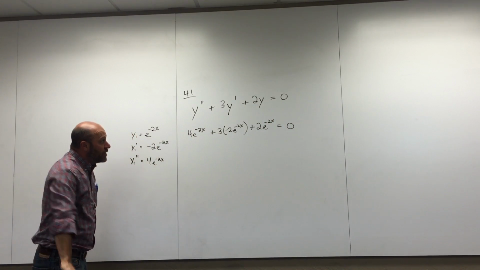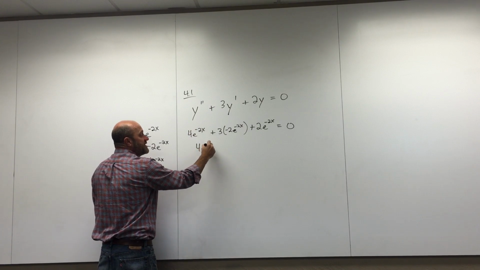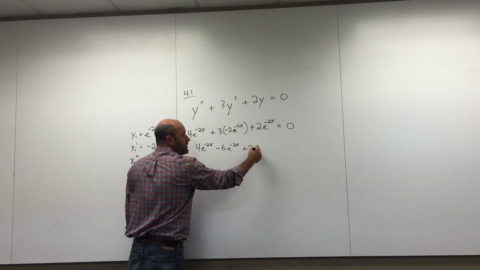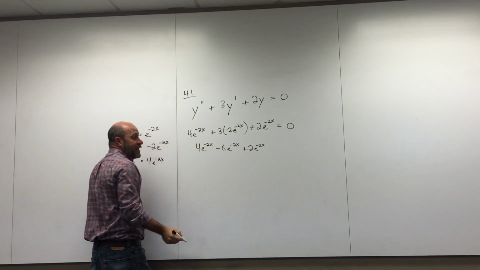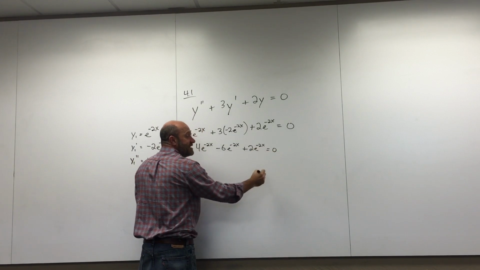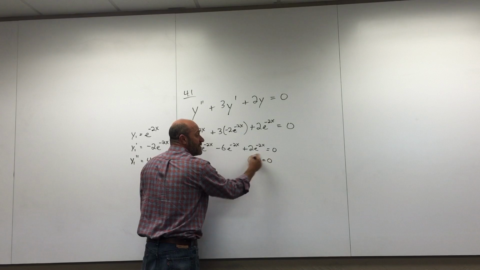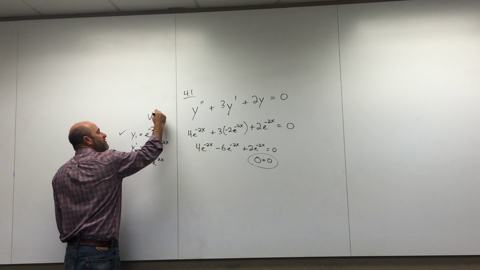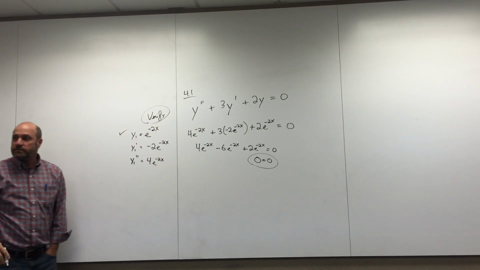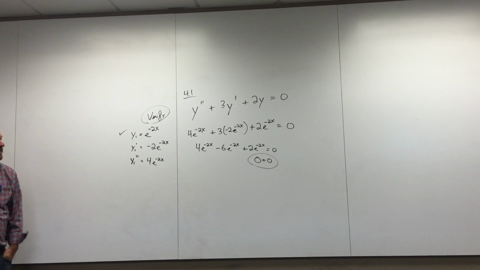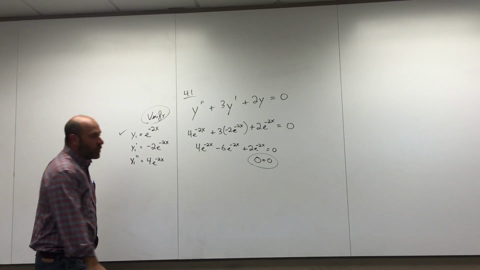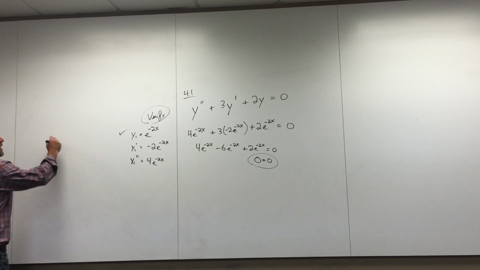So is this true? Well, it looks like I have 4 of these e functions, negative 6 of these e functions, and then positive 2 of these e functions. If I add these up, they are like terms, and you indeed get 0 equals 0. So, cool. We verified that this was a solution. Okay, listen, here's the funny thing about higher order DEs. There's kind of more than one solution. Here's another one. I'm going to tell you that this is a solution.